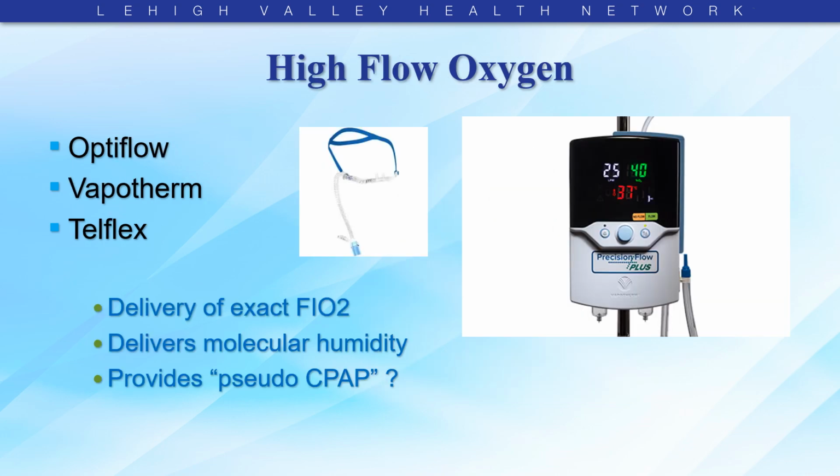High flow oxygen: OptiFlow, Vapotherm, Teleflex. You can deliver an exact FiO2 with these, anywhere from typically 30% to 100%. They can deliver up to 60 liters per minute. They all deliver some form of molecular high humidity, so they help with mucokinesis of the patient.